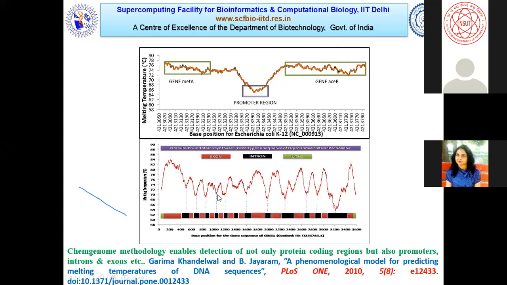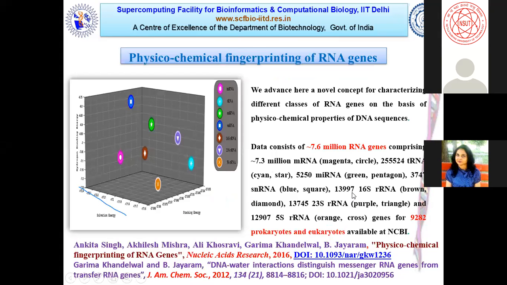Peaks correspond to exons, valleys correspond to introns. So they get spliced out, right? So it's easy to detect introns and exons utilizing this type of methodology, right?